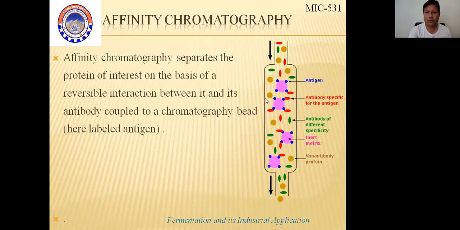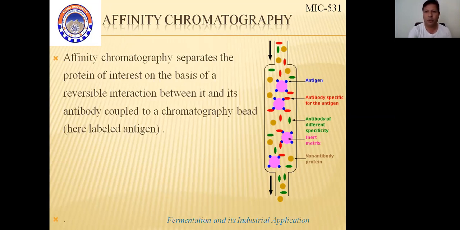Suppose this is a column, and it is full of beads. This is a bead, this is a bead. Sometimes these are called resins: small round substances made up of resin, which are filled in a column and packed in a proper way in compact form. The space between the beads will be very small, negligible, and it must be completely packed. So a proper technique is used.